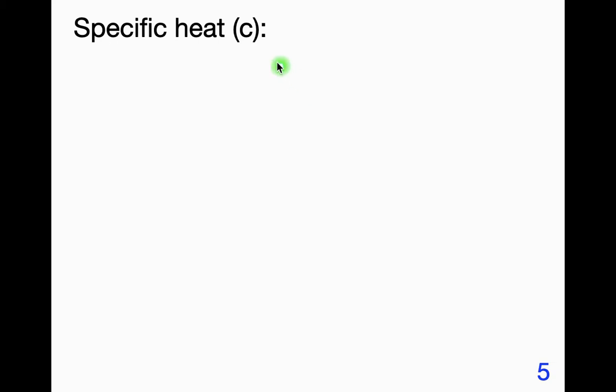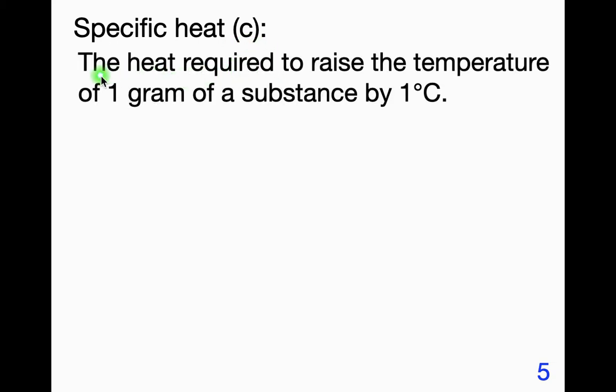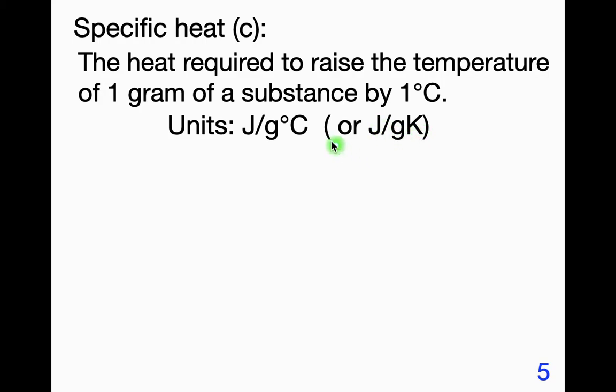Specific heat is given the symbol lowercase c. It is the heat required to raise the temperature of 1 gram of a substance by 1 degree Celsius. It has the units of joules per gram degree Celsius. Both grams and degrees Celsius are in the denominator. Or we could say joules per gram kelvins. I don't know if I mentioned before, but we say degrees Celsius, but we don't say degree kelvins. We just say kelvins.